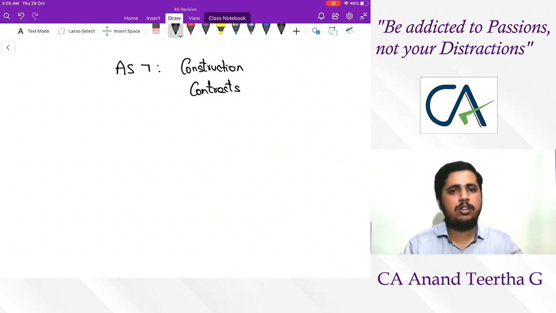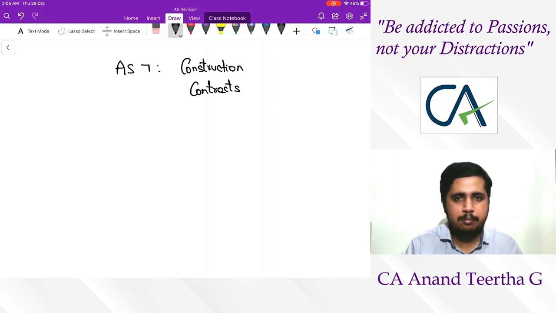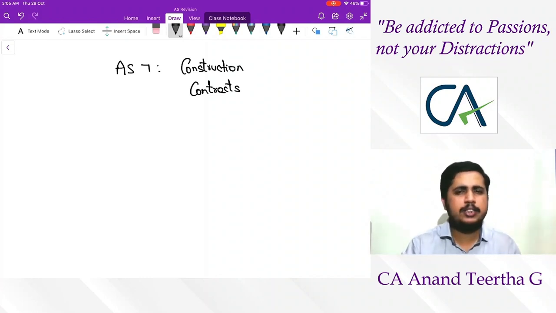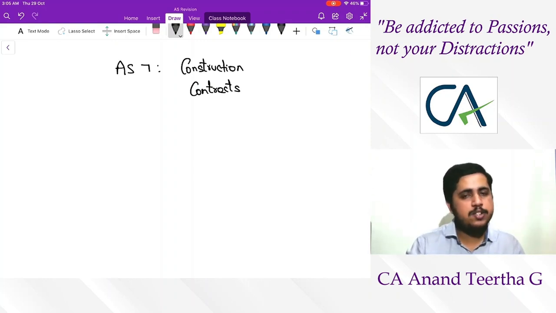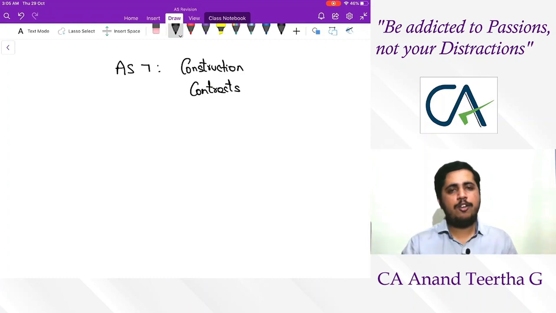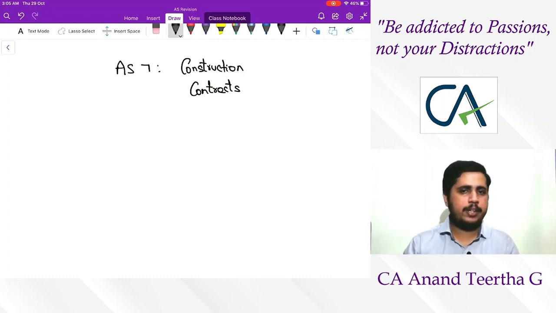Now, why does it give more importance to the revenue segment? Because with this type of contract, the contract runs for a minimum of 1 year. It goes beyond 1 year for sure, because it's a huge contract which is normally dealt with. Since the time considered is more than 1 year, how do you recognize revenue? For that mindset, this particular standard comes into the picture. Okay, so this is the background of why AS7 has come into existence.